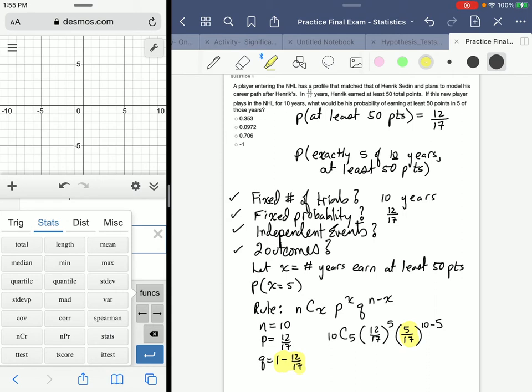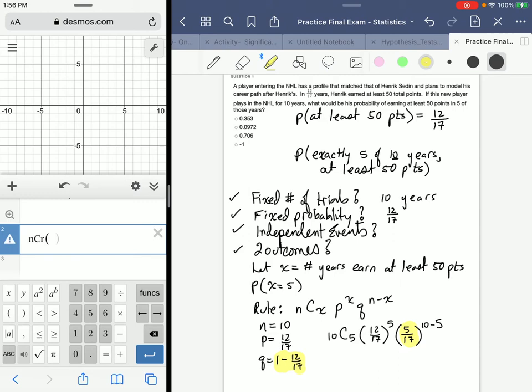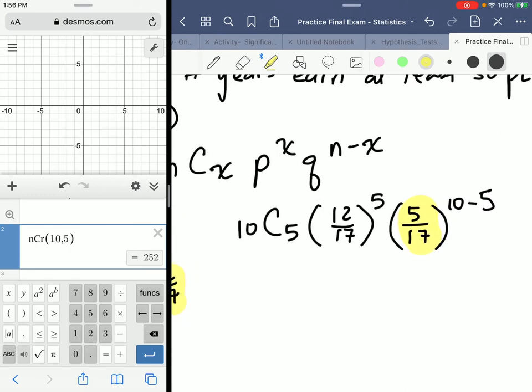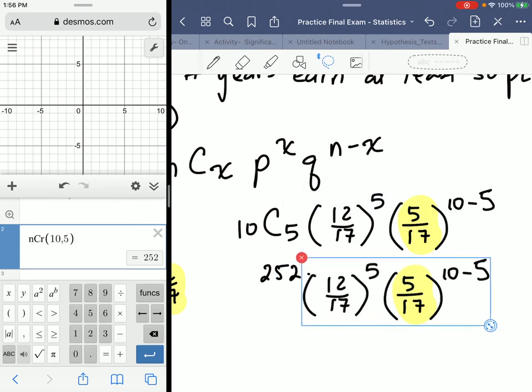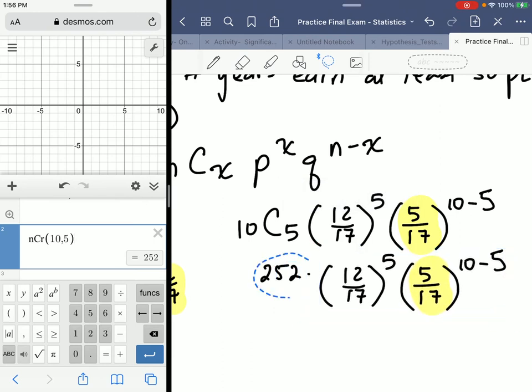If we're going to do it out using the formula, I would need my nCr analog in Desmos, which is nCr. So I'd select that and type in 10 comma 5. That's 252. You can do it as you go, or you can do it all in one shot. It's really up to you. There's a shorter way of doing this, but I'll show you this way first.